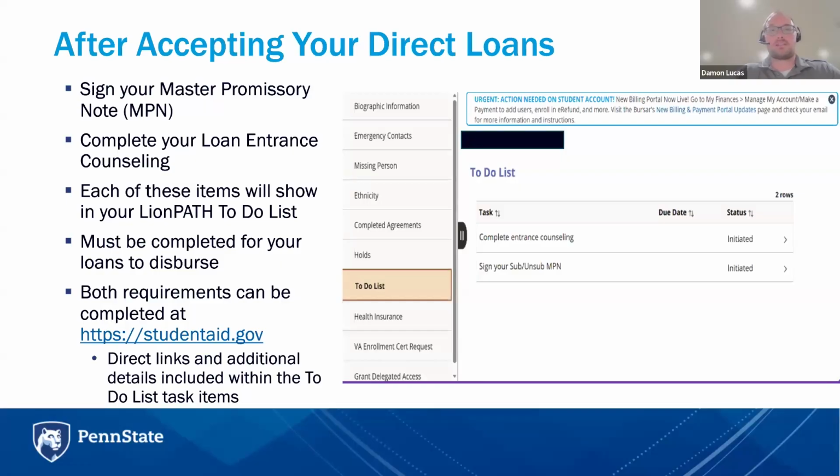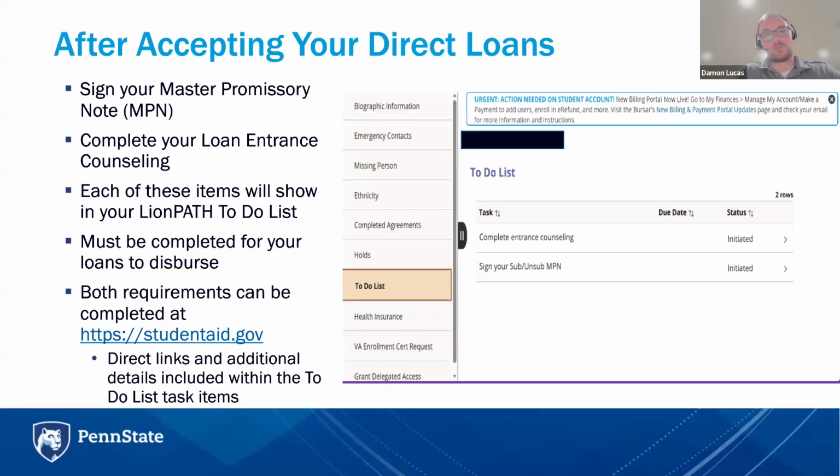All right. After you've accepted your direct loans, you have a couple tasks to do. Some of you may have done this already. Great, kudos to you. And some of you may not have. Totally okay. For your direct loans, you have to sign a master promissory note and complete your loan entrance counseling. These are federal requirements, so you definitely want to make sure you have these completed before the semester starts. It doesn't take that long to do, honestly, probably 10 minutes if that. These might currently be on your LionPath to-do list, so you definitely want to see if they're on there. Again, these are federal requirements. If these are not completed, your aid will not disburse. So you must have these items completed.